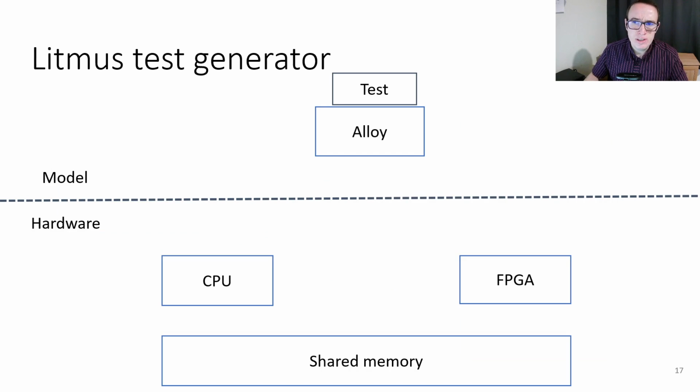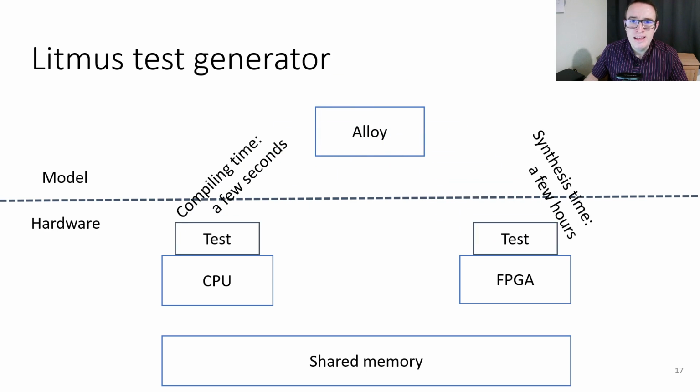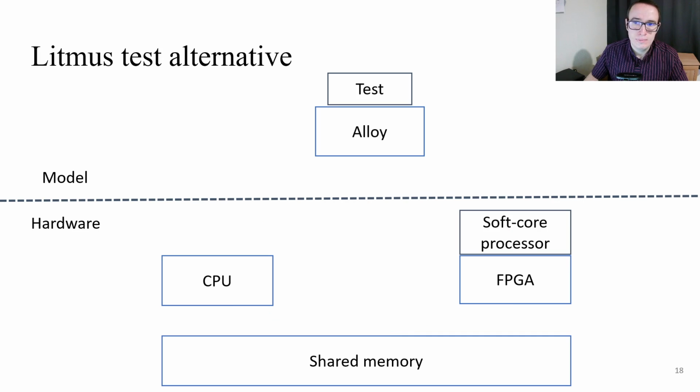So Alloy can generate a large amount of tests that can be run on the actual hardware. The challenge here is that while compiling the CPU part takes just a few seconds, synthesizing the FPGA part can take a few hours. Running a single test is limited by the speed of synthesizing for the FPGA. For this reason, we write a very simple softcore processor on the FPGA that is able to interpret basic litmus tests. The processor only needs to be synthesized once.